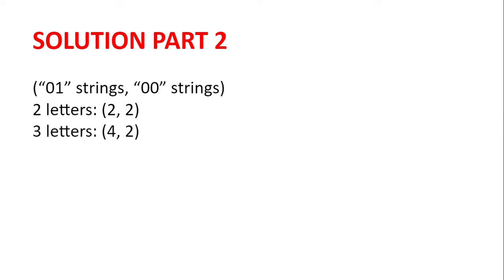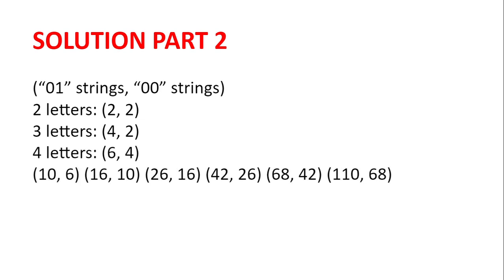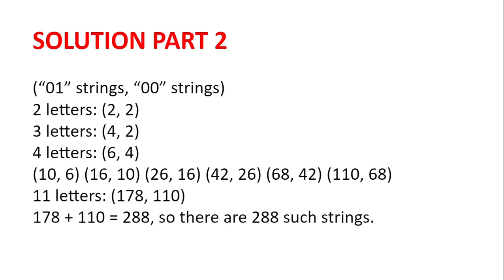And then we keep going. For 01, we get 4 plus 2 is 6. And for 00, it will be 4. And then we keep going. And now for 11 letters, we would get 110 plus 68 and 110. And so the total possibility of such strings would be 178 plus 110, which is 288.